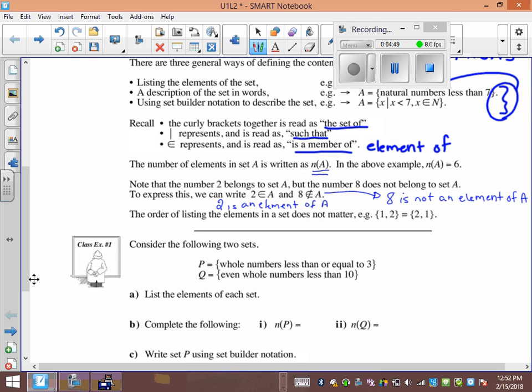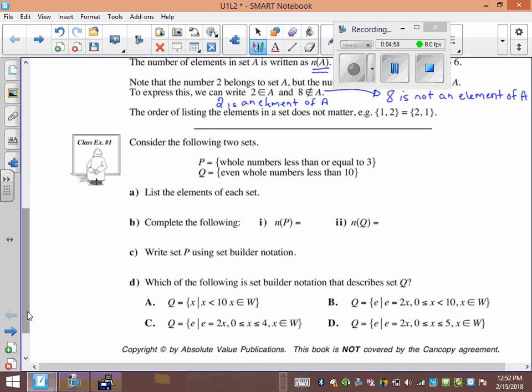Whereas if you do them always from low to high, you'll be able to match them a lot easier. Make sense? Okay. So we have class example 1. We're considering the following two sets. The first set is P, and it's the whole numbers less than or equal to 3.